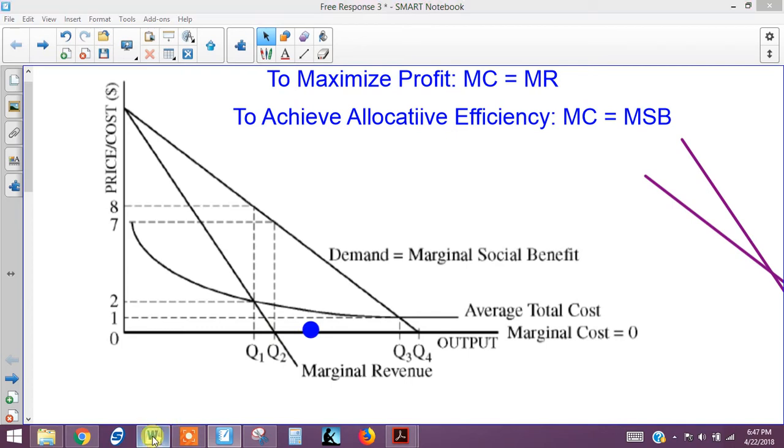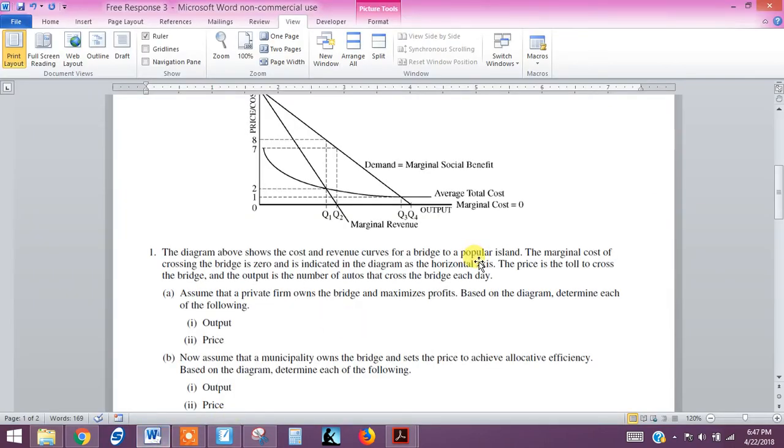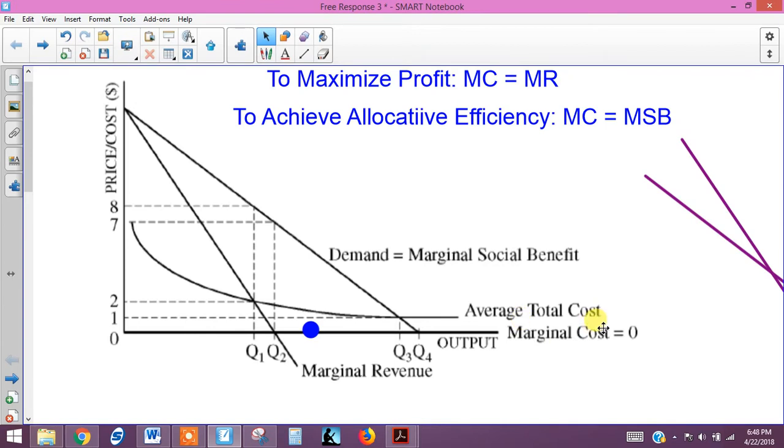Now, let's back up. The important thing here, and why this is probably different from most graphs you've seen before, is that marginal cost is zero. In other words, the cost of another car traveling across the bridge is nothing. You would typically only see a marginal cost of zero in transportation economics, and it's fairly unique. But anyway, the marginal cost is this curve right here.